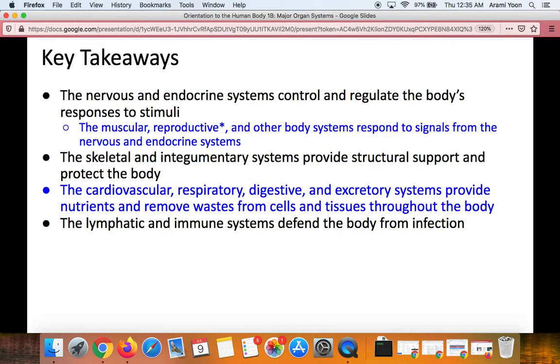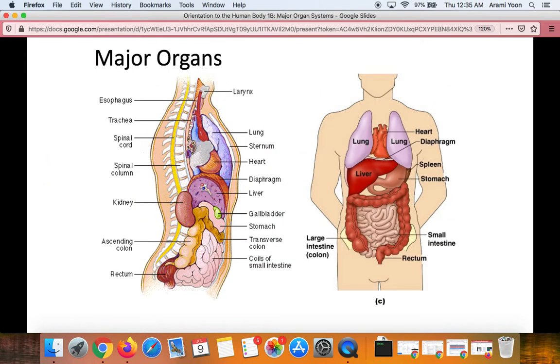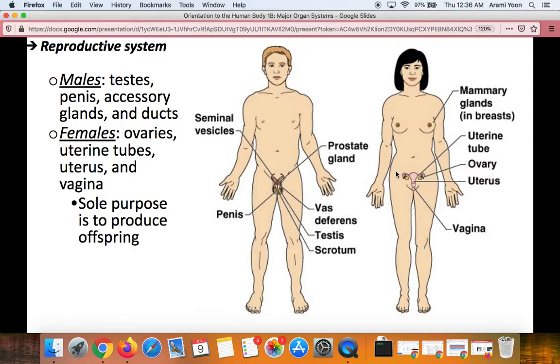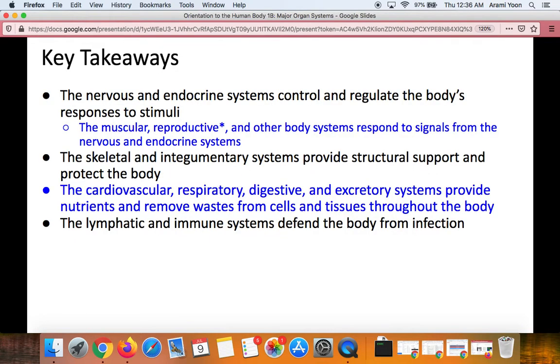But here are your key takeaways. The nervous and endocrine systems control and regulate the body's response to stimuli, while the muscular, reproductive, and other body systems respond to signals from the nervous and endocrine systems. You'll notice that I put a star on reproductive because the reproductive system is also essentially the endocrine system, since these organs here, your testes and your ovaries, do produce hormones, and that means that they are part of this hormone producing endocrine system, but they also respond to other hormones that are produced by the endocrine system.